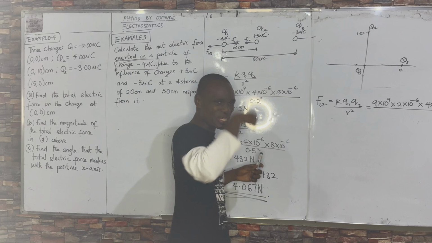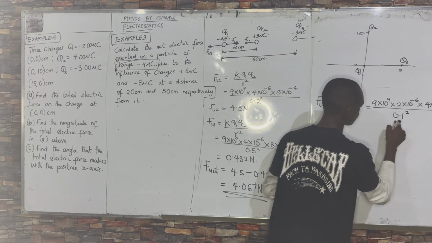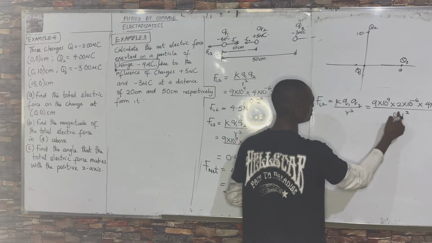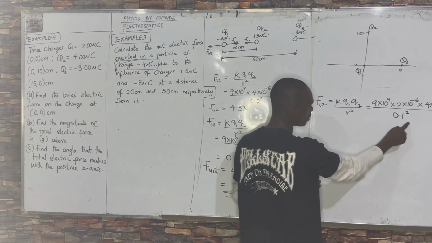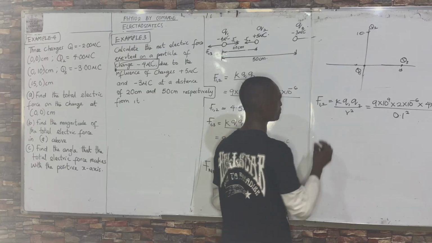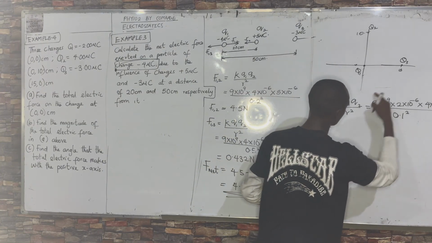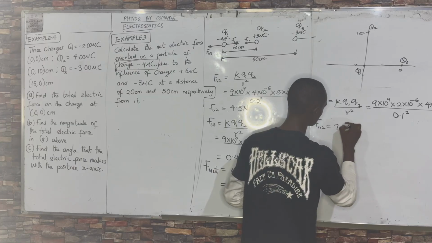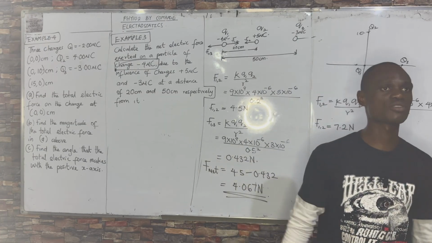So you turn it to meter. So I have 0.1 squared. How do I get 0.1? Change centimeter to meter. 10 centimeters, change it to meter, you have 0.1, meaning divide by 100. So F12, when you press your calculator for this one, you should be getting 7.2. Yeah, 7.2.